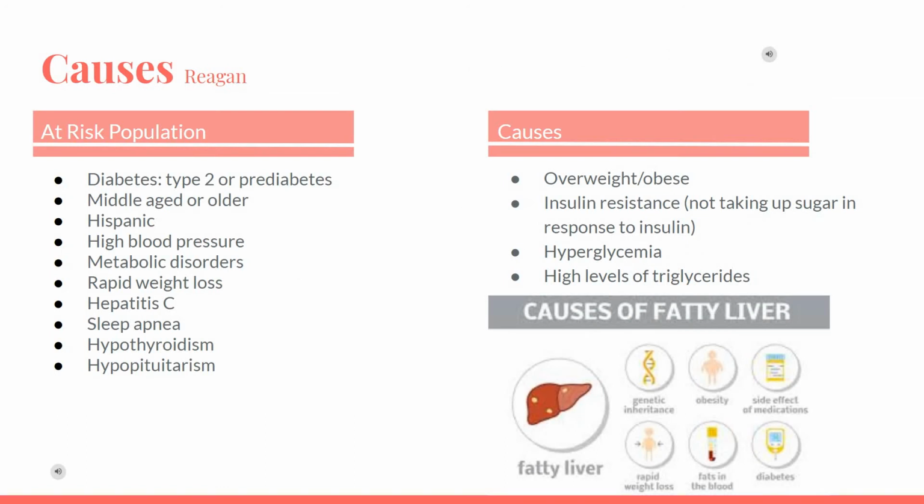The main causes include a person being overweight and carrying most of the weight in his or her abdomen, having an insulin resistance, having hyperglycemia, or having high levels of triglycerides. While the reason why some people produce more fat on their liver than others is not known, there are many traits that can increase a person's risk. The at-risk population contains those with prediabetes or diabetes type 2, if the person is middle-aged or older, if the person is Hispanic, if the person has high blood pressure, metabolic disorders, has experienced rapid and unexplained weight loss, if the person has hepatitis C, sleep apnea, hypothyroidism, or hypopituitarism.